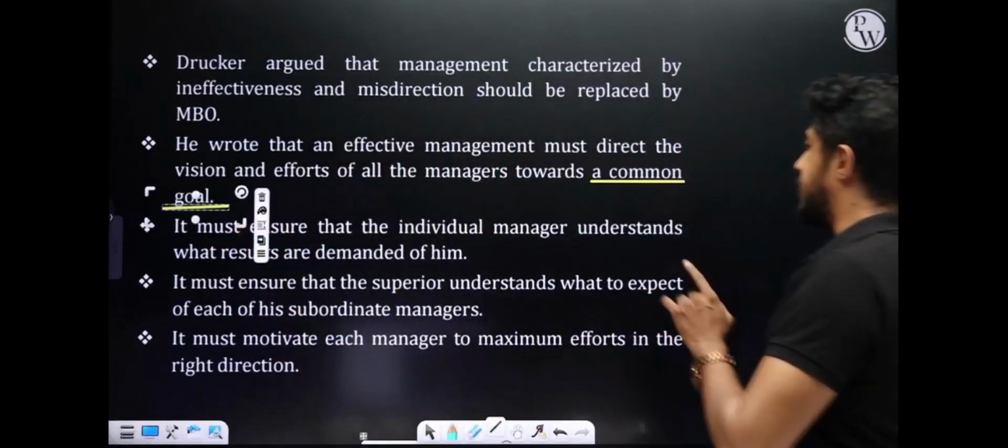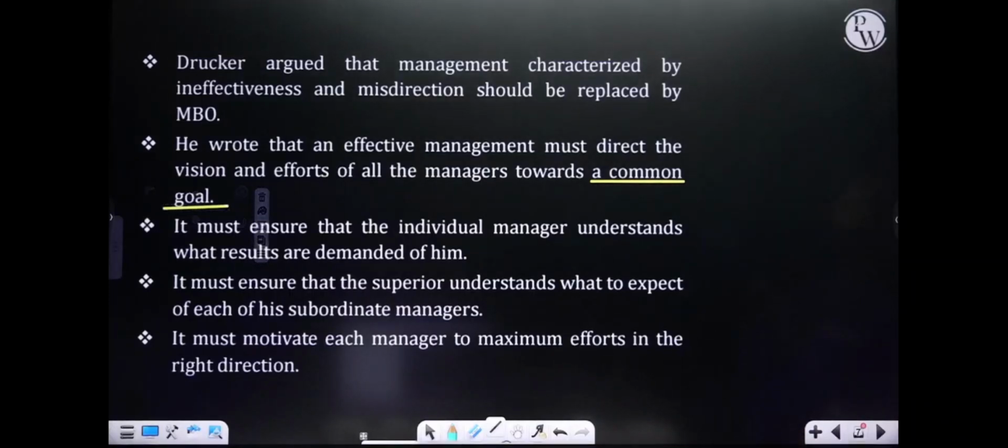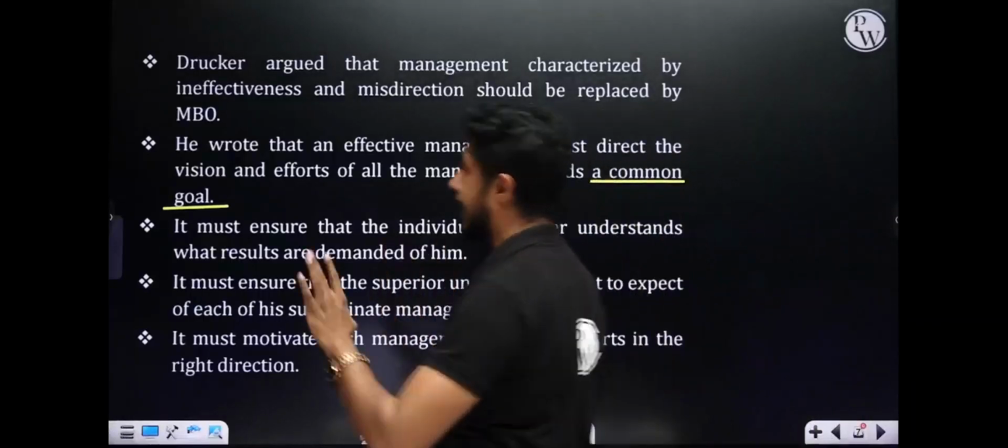It must ensure that the individual manager understands what results are demanded of him. It must ensure that the superior understands what to expect of each of his subordinate managers. It must motivate each manager to maximum efforts in the right direction.